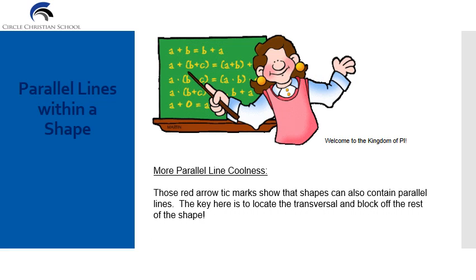Parallel lines in a shape. We call them parallelograms. Those red arrowed tick marks show that the shapes can also contain parallel lines. The key here is to locate the transversal and block off the rest of the shape and see what's going on. They're pretty darn cool.